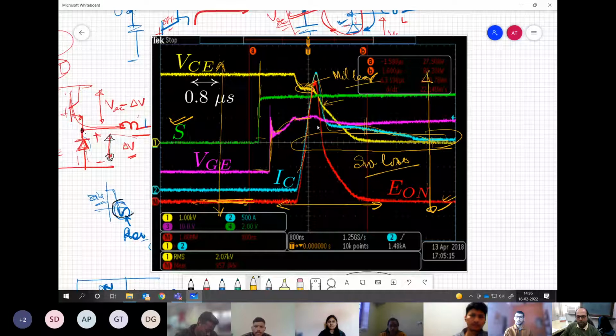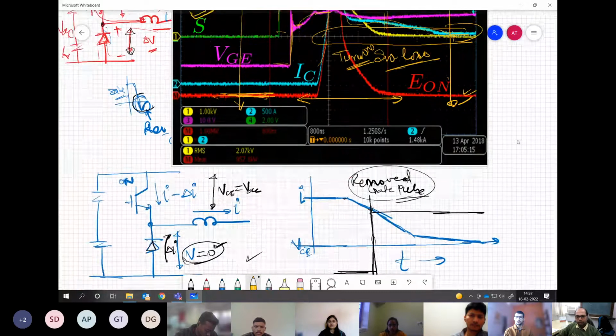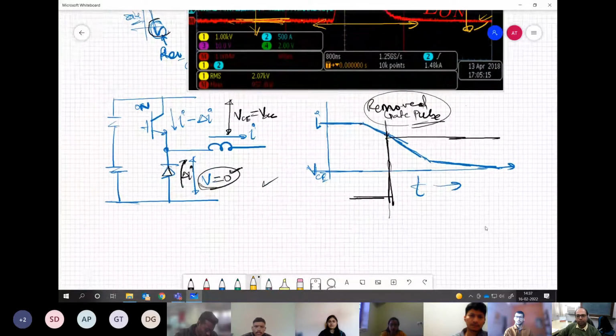Particularly, we are looking for the turn on operation. So this is associated with turn on switching loss, we can say. So this is what we have tried to understand. Any questions in this so far?